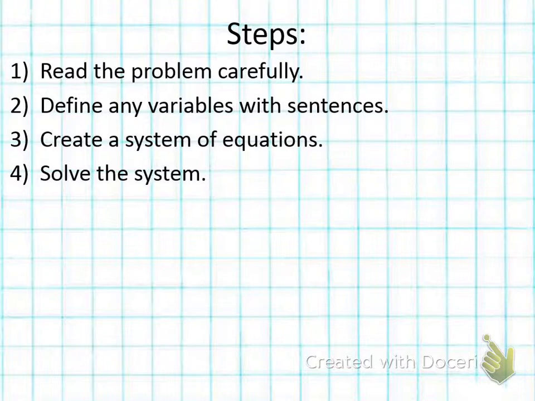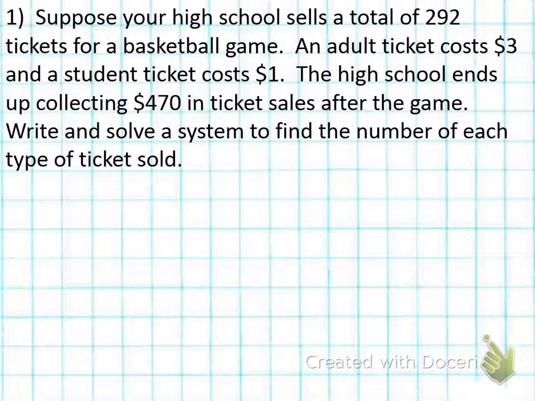Then 2, the thing we have to do is define any variables with sentences. We're going to talk about that. 3, create a system of equations, and 4, solve the system. Number 4 is the easiest thing. Number 1 through 3 will be the hardest thing you're going to go through. So today, the big thing we're doing is 1 through 3, okay? And then once you get to 4, you should be able to solve it on your own pretty quickly. Okay, so here we go.